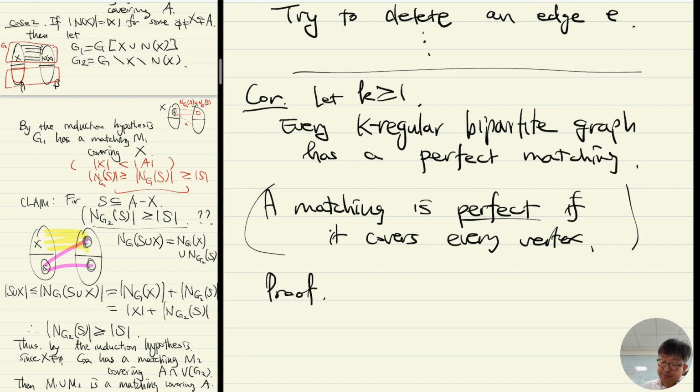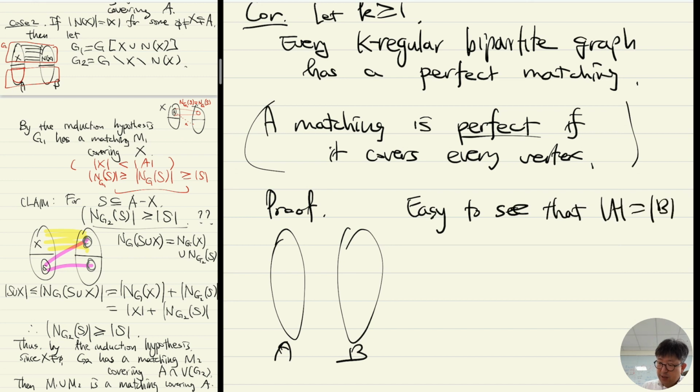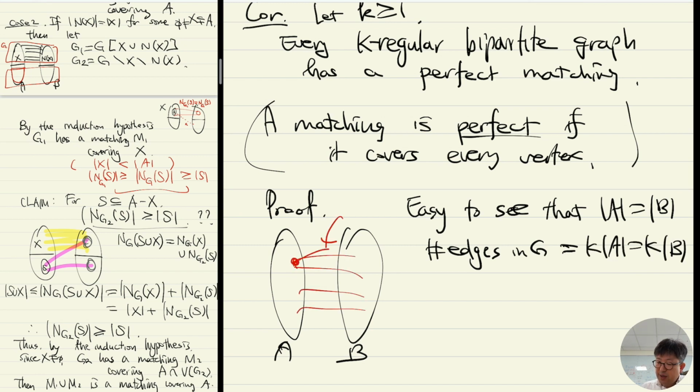Why is this the case? So first of all, it's easy to see that the size of A is equal to the size of B, because the number of edges in G is equal to K times the size of A, which is equal to K times the size of B, right? Because every edge is in the middle, and each vertex on the left-hand side is incident with exactly K edges. Each vertex on the right-hand side is incident with exactly K edges. So if you take the total number of edges, then you can count in two different ways. If you count with respect to A, then you have K times A. If you count with respect to B, you have K times B.